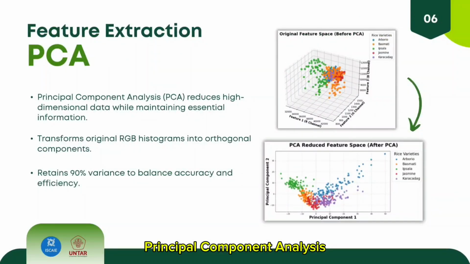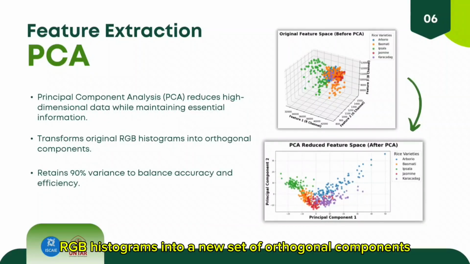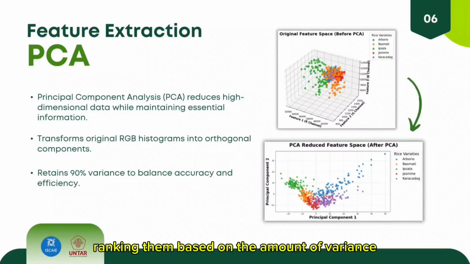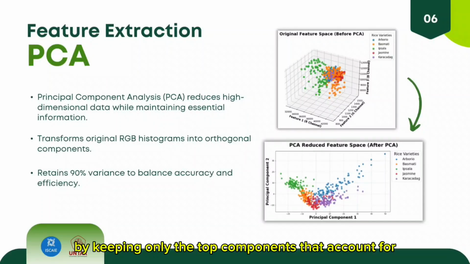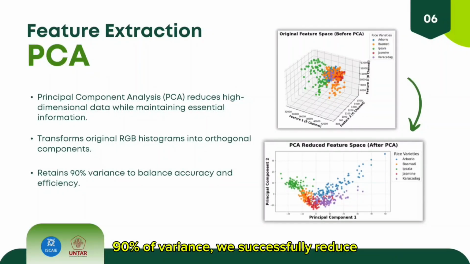Principal component analysis, or PCA, helps us reduce high-dimensional data while retaining key information. PCA works by transforming RGB histograms into a new set of orthogonal components, ranking them based on the amount of variance they capture. By keeping only the top components that account for 90% of variance, we successfully reduce computational complexity while maintaining classification accuracy. Now, let's move on to the classification process using support vector machine.